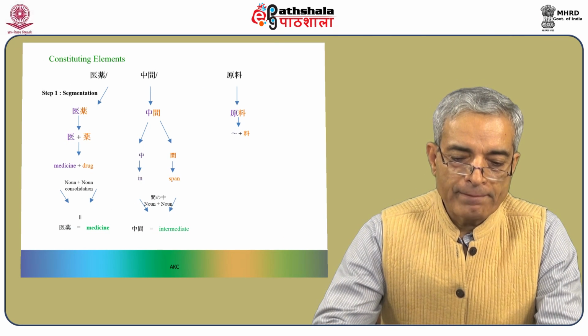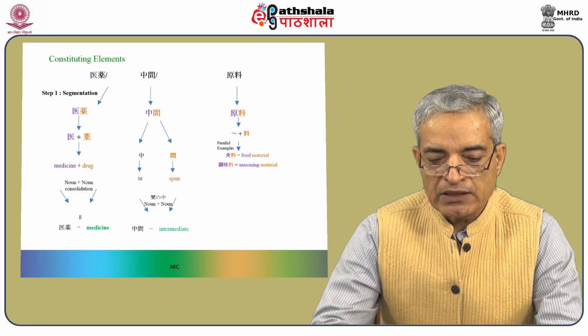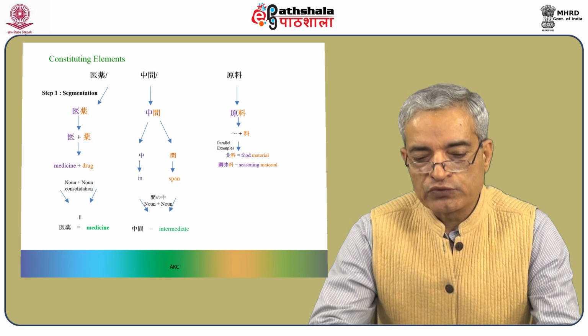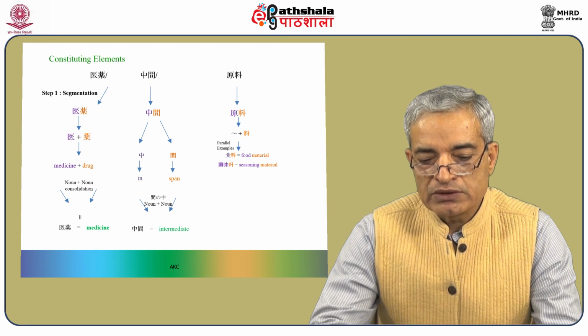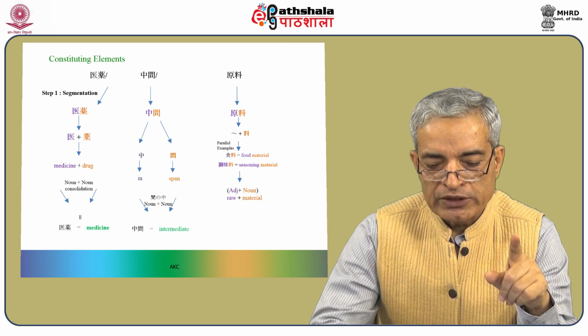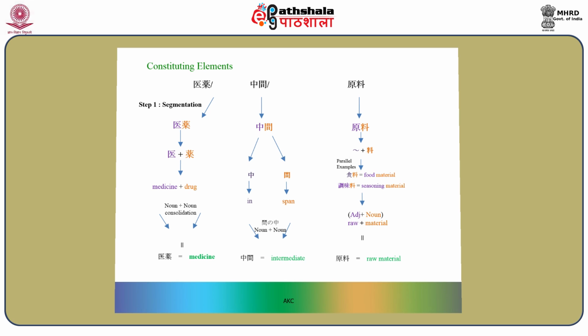And genryo, genryo is something plus ryo. The parallel examples could be shokuryo, chomiryo. Shokuryo means food material and chomiryo is seasoning material. That means material remains constant. So adjective plus noun, raw plus material. So gen stands for raw, or gen is translated as raw. It could be crude, it could be original. Here it is raw material.